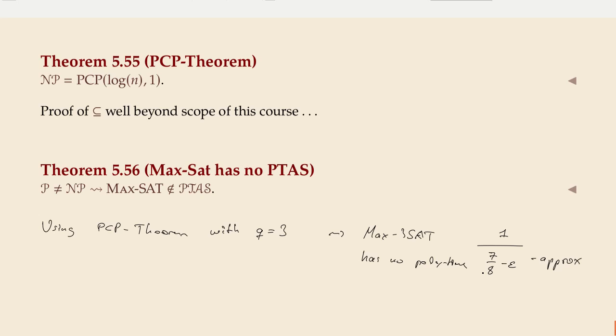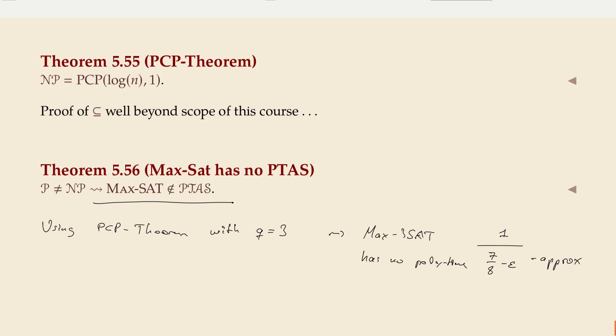And then you can start showing with gap reduction starting from max 3 SAT that other problems are also hard. Unfortunately, most of these reductions use, again, expander graphs and other complicated constructions. So I didn't find a nice, easy one that directly starts with that. So we'll leave it with that. We can't approximate max SAT to arbitrary precision. And that's the starting point for a whole collection of results that shows for many problems that they are inapproximable, that they are not approximable better than certain constants.